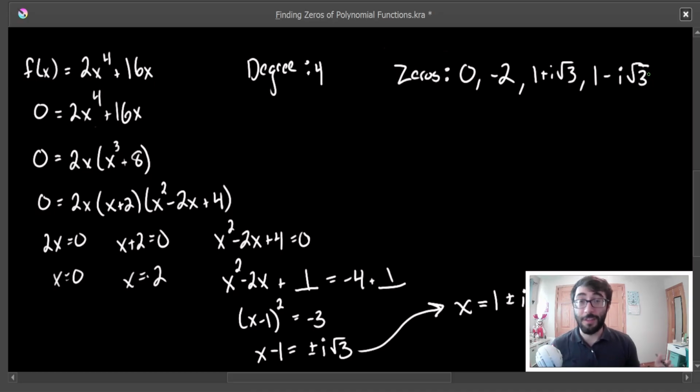Now, remember, zeros are x-intercepts on the graph, but actually only real zeros are x-intercepts on the graph. So if you were to graph this function, you would actually only see 2 of the 4 zeros. That doesn't mean that we don't have to find the complex conjugate zeros or the imaginary zeros. You still have to, it's just that you won't actually see them on a graph. But notice, finding zeros of polynomial functions is the same as just factoring and setting the factors equal to 0.